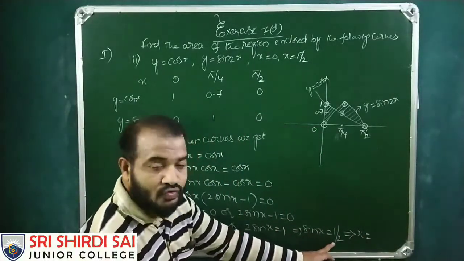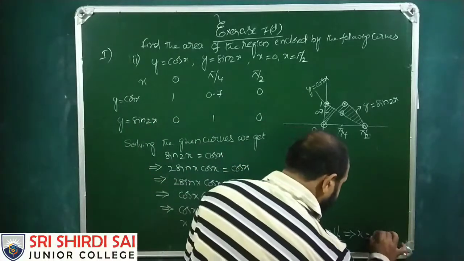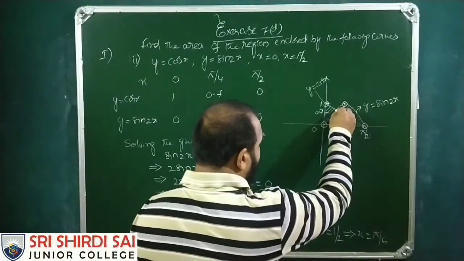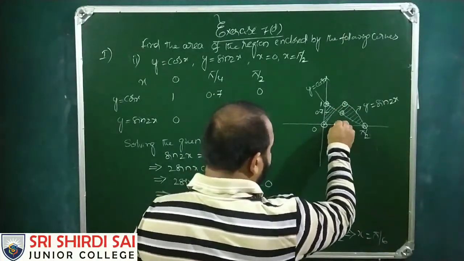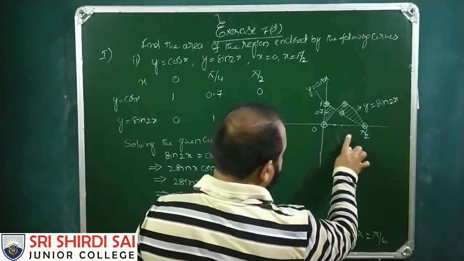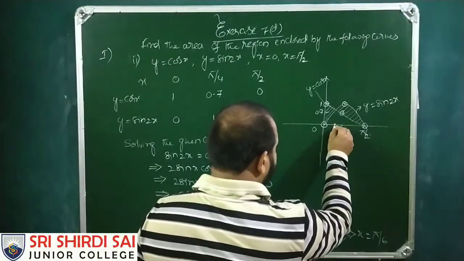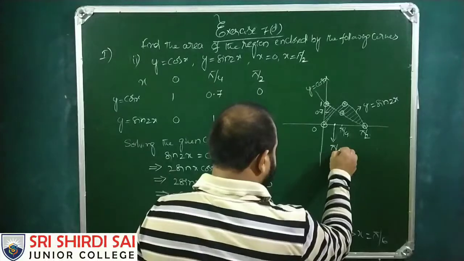Sin 30 is 1 by 2. So that is pi by 6. Therefore, this point of intersection is how much? This point of intersection is, this is anyway pi by 4, so this point of intersection is pi by 6.